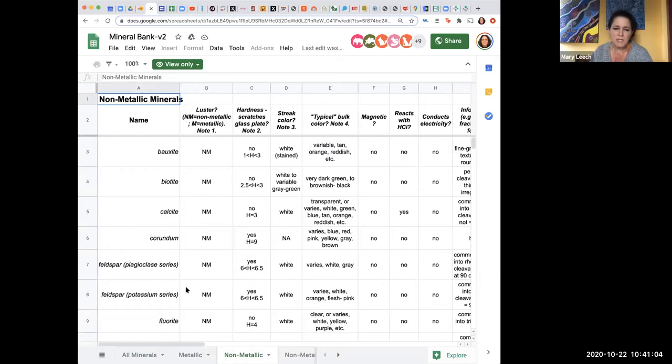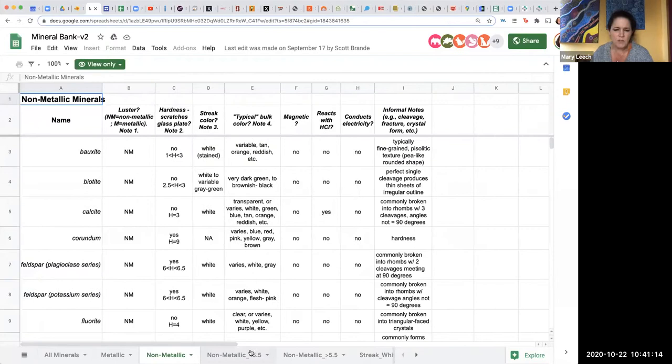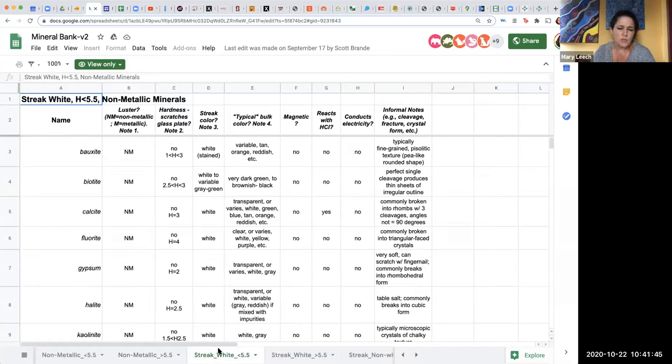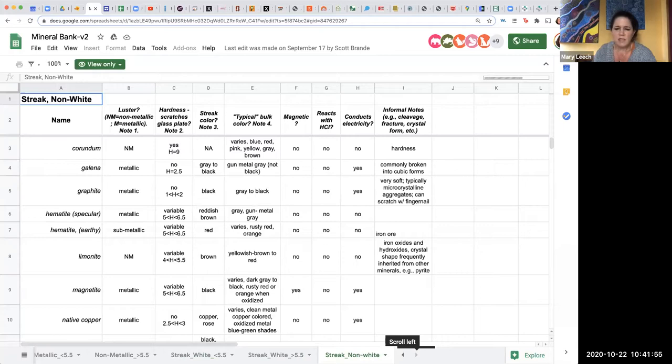The non-metallic minerals, there are many more of those. So he also has those broken down by hardness and streak. One of the next tests you could do is a hardness test to see how hard the mineral is, and then a streak test to see what the streak looks like. That will send you to these tables, like whether it's less than 5.5 on the hardness scale, or greater than 5.5. Same with the streak: white streak and softer than 5.5, white streak and harder than 5.5, and non-white streak. Those are all of the tabs. This will narrow down your choices.